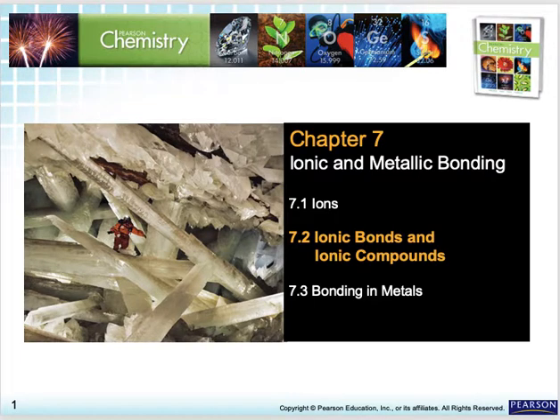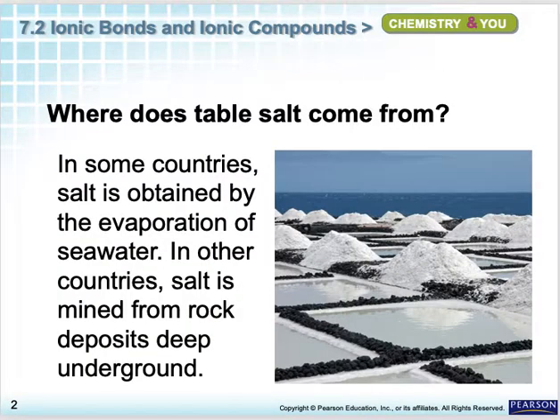Morning. It's time to start section 7.2, ionic bonds and ionic compounds. So, where do we get salt from? It's actually mined, and all salt is sea salt, quite honestly. Kosher salt has been blessed by a rabbi. There's various things that make salts different, but all salt tastes the same, and all salt comes from the sea, which is kind of interesting. Even if it's underground, it was an underground lake or saltwater sea, and the water evaporates, leaving behind the salt.